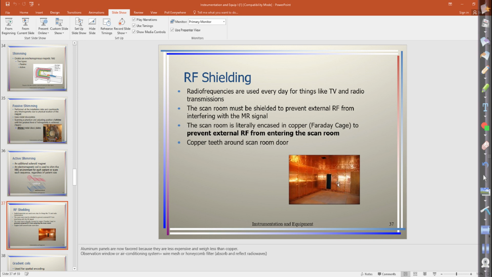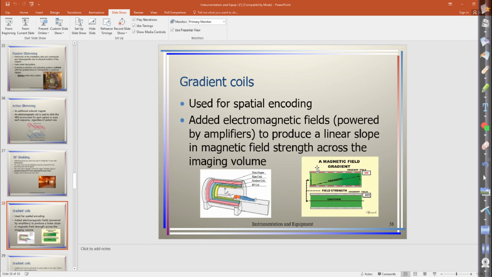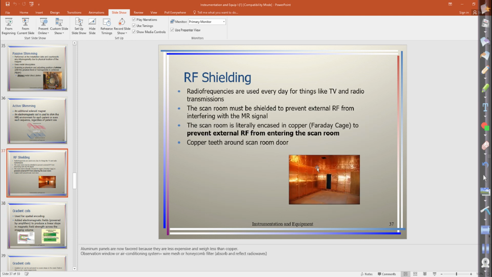So to do that, we line the room in copper. And it's called a Faraday cage to prevent any RF from getting into the room. And that's why we also have copper teeth on our doors, and usually copper that is lining the holes that allow the cables to pass from zone 3 to zone 4.